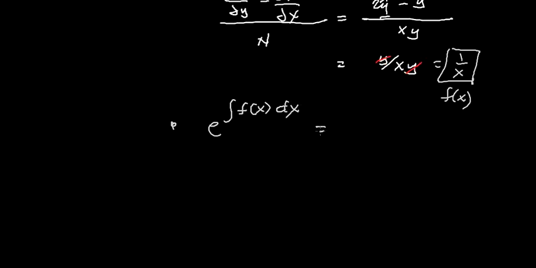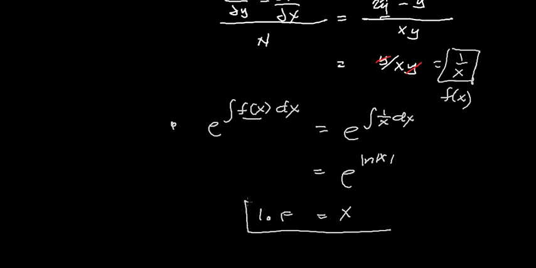Wherein this is equal to e to the integral of our f of x, which is 1 over x dx, and then by integrating this we have e raised to ln of x, right? Because the integral of 1 over x is just ln of x. And e raised to ln of x is now x. So our integrating factor is x.